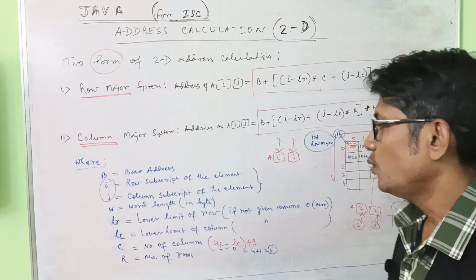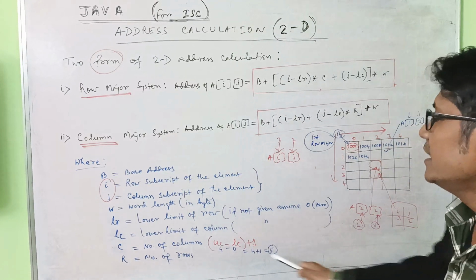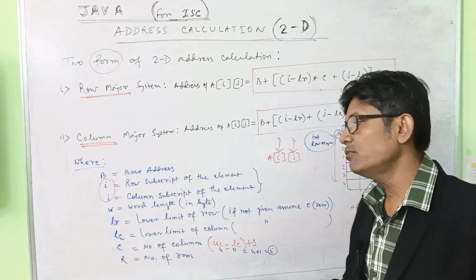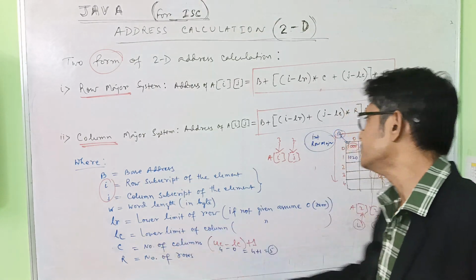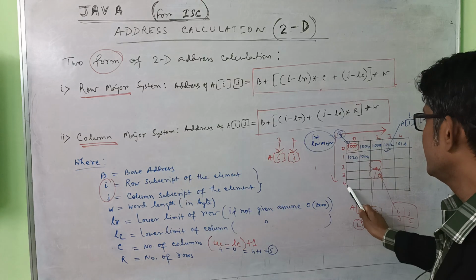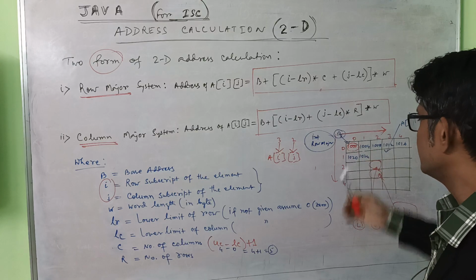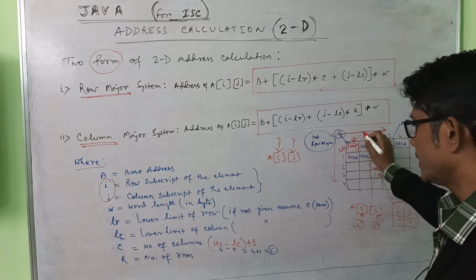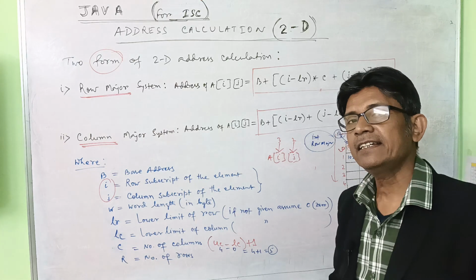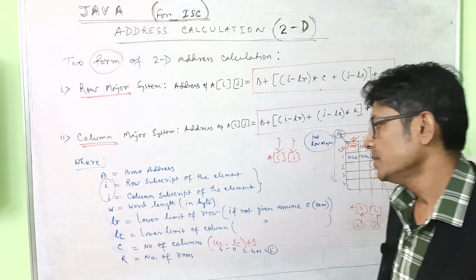Lower limit of row, if not given, assume 0. If it is given, then you have to write that value. Lower row, lower column. This is the lower row, this is the lower column. If nothing is given in the question paper, you will assume 0, 0.